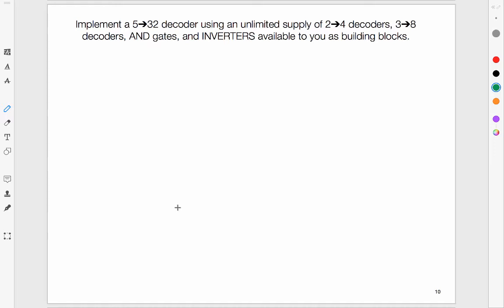Okay, suggest some other strategy. This time around using 3 to 8 also. You have 1 3 to 8 and 1 2 to 4, right? So 4 times 8, 32. This time around, I will need only 2 input AND gates, right? And each time I will select one line from one decoder, another line from the other decoder.